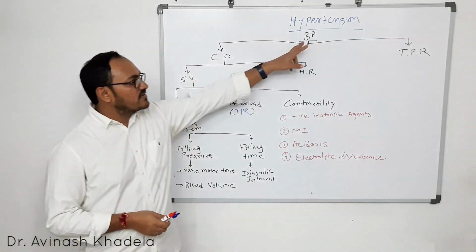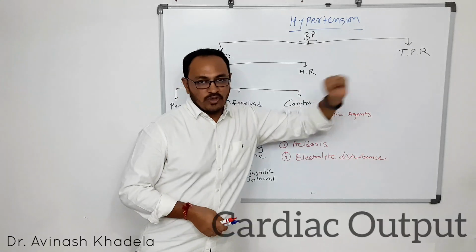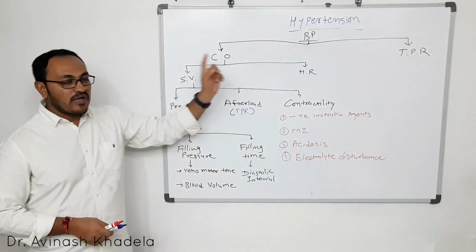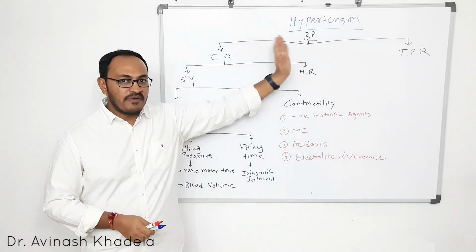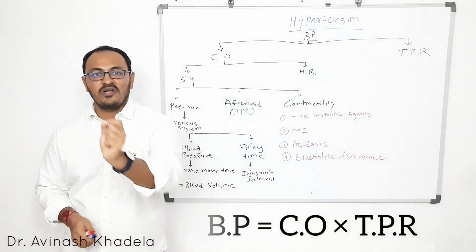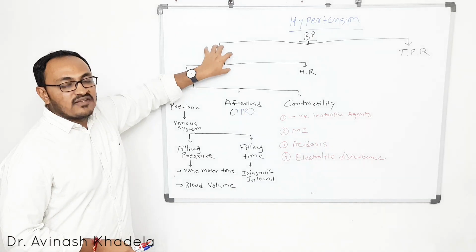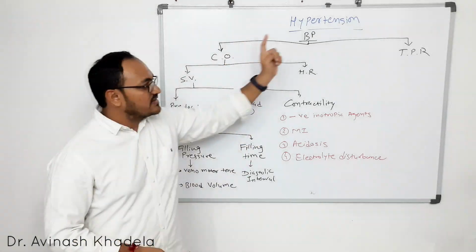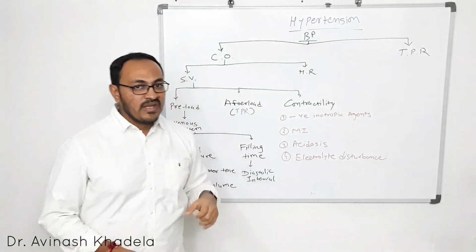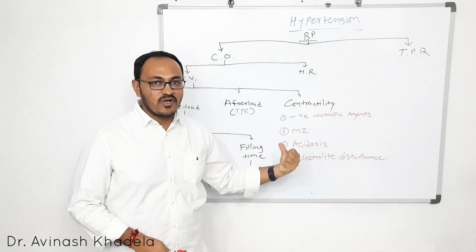So blood pressure is basically dependent on cardiac output and total peripheral resistance. Now here I want to mention a very important thing, the blood pressure equation. I hope everyone is aware of the equation of blood pressure. Blood pressure is equal to cardiac output into total peripheral resistance. Majorly, this cardiac output is reflecting the systolic blood pressure value, whereas this total peripheral resistance is reflecting the diastolic blood pressure value.